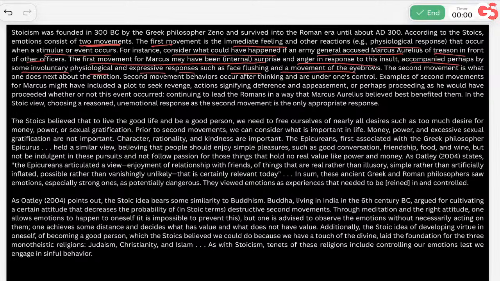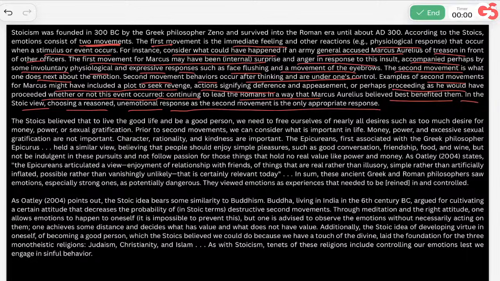All right. The second movement is what one does next about the emotion. Second movement behaviors occur after thinking, under one's control. Examples of second movements for Marcus might have included a plot to seek revenge, action signifying deference and appeasement, perhaps proceeding as he would have proceeded whether or not this event occurred, continuing to lead the Romans in a way that Marcus Aurelius believed best benefited them. In the Stoic view, choosing a reasoned, unemotional response as the second movement is the only appropriate response.